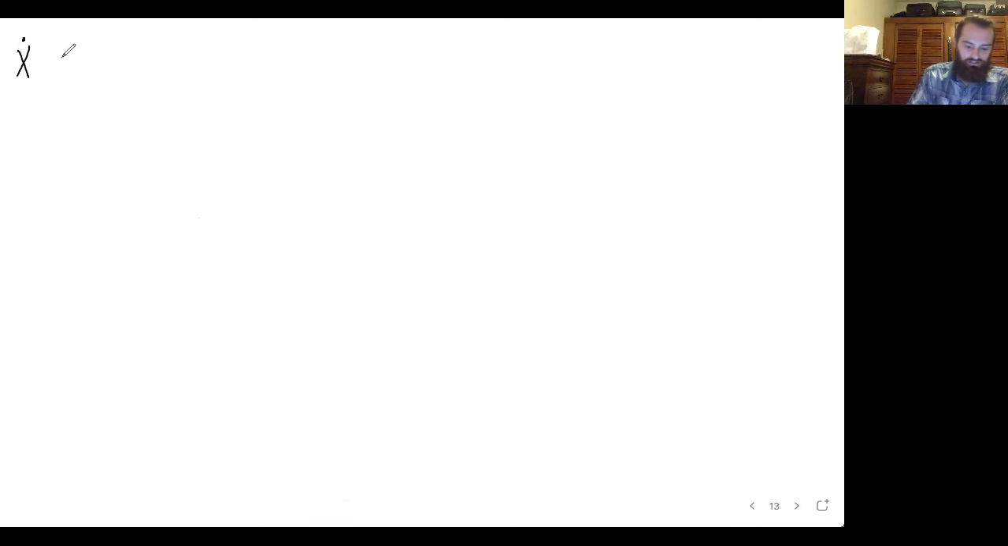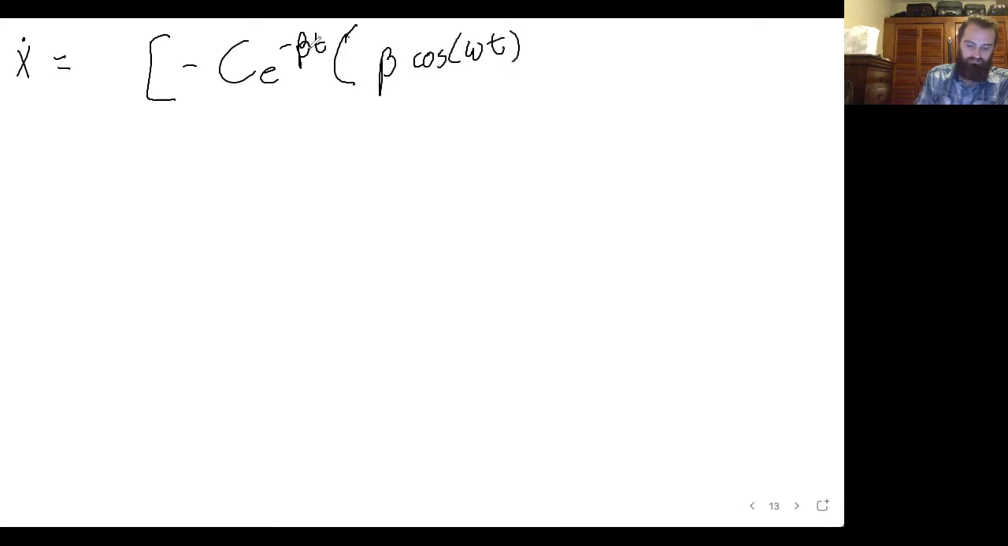So the first derivative, x dot, is, just the time derivatives, negative c e to the minus beta t, and then you've got the beta times cosine of omega t. That's coming from taking the derivative of this exponent. And then plus omega 1 sine of omega 1 t. And that's from taking the derivative of the cosine term.